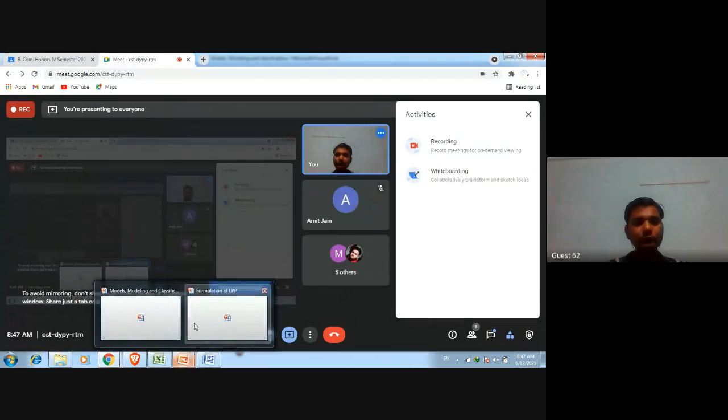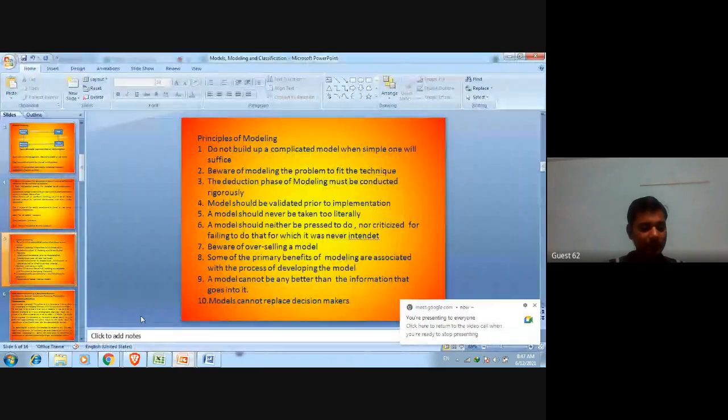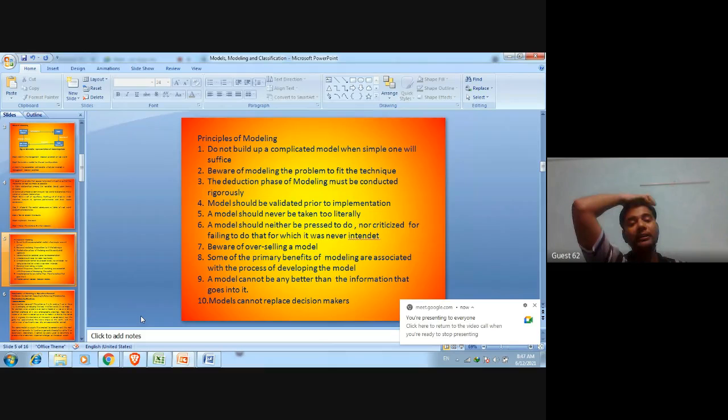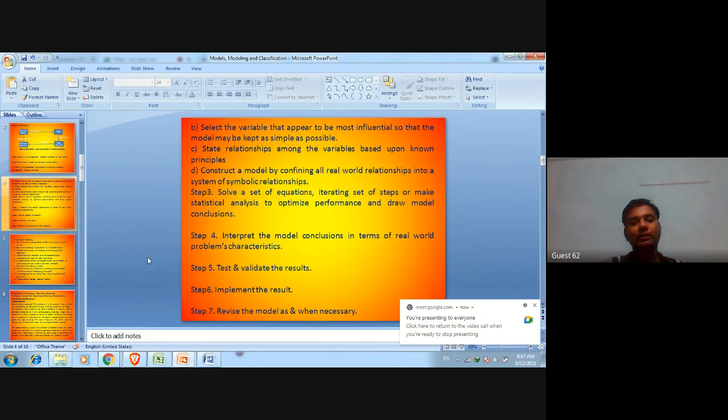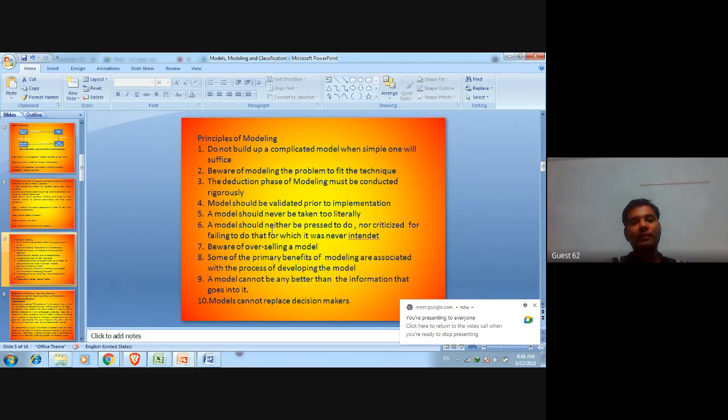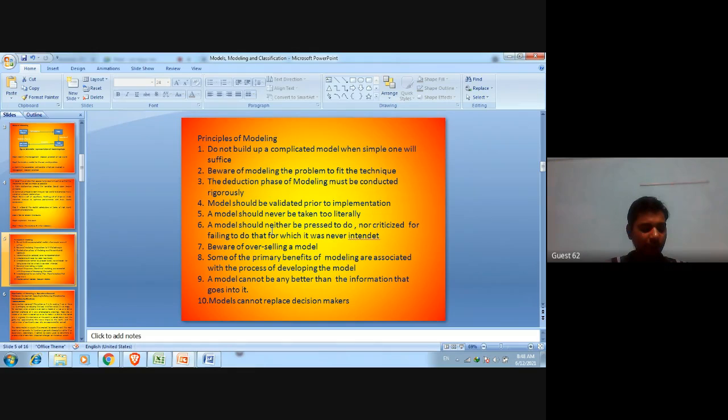Again, the next principle says models should be validated prior to implementation. Model should be validated. This was also one of your steps: test and validate the results. So validity is a must. Models should be validated prior to implementation.